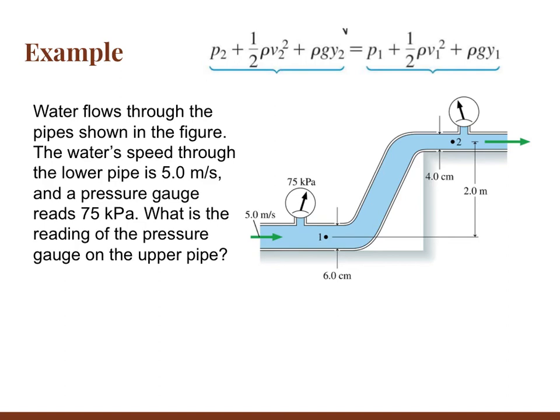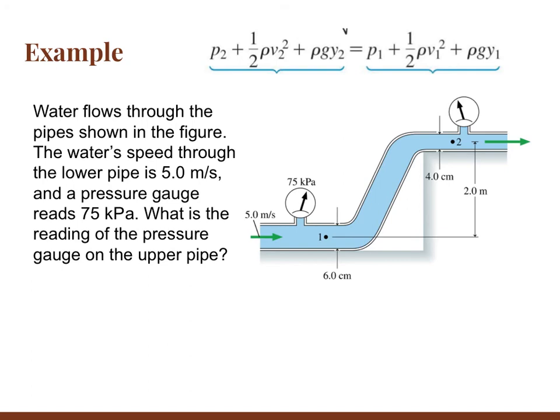All right, so up here we have Bernoulli's equation, which we have semi-derived, so now we can use it to solve this example problem, which says water flows through the pipe shown in the figure. The water's speed through the lower pipe is 5 meters per second, and a pressure gauge reads 75 kilopascals. What is the reading of the pressure gauge on the upper pipe? So let's plug and play here.